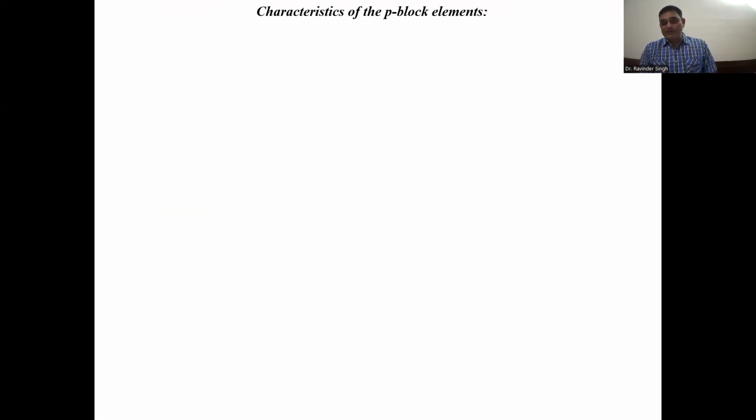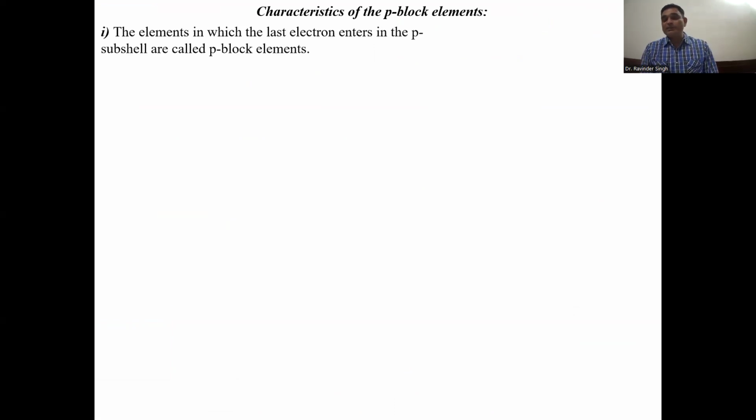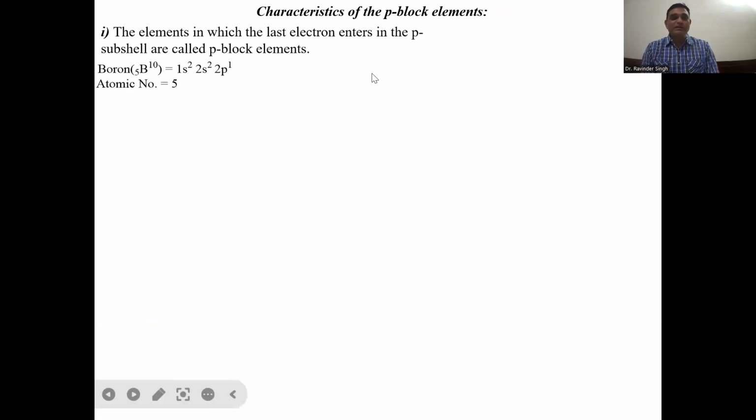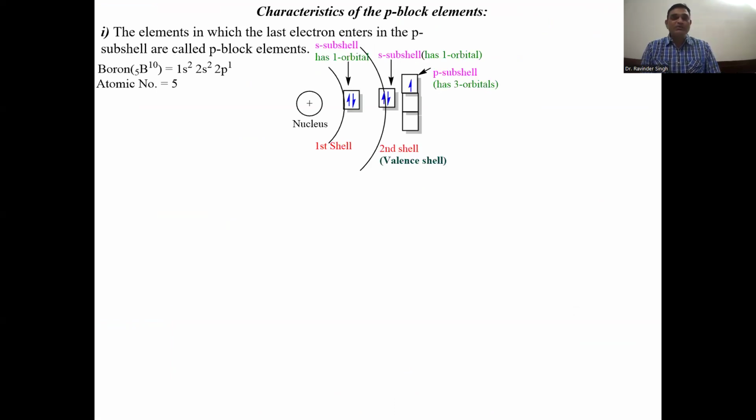What are the p-block elements? The first property will be the definition of the p-block elements. The p-block elements are those elements in which the last electron enters the valence p subshell. So here is the configuration of boron, atomic number 5. The configuration is 1s2, 2s2, 2p1.